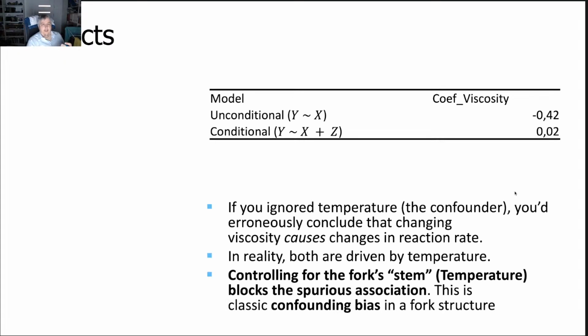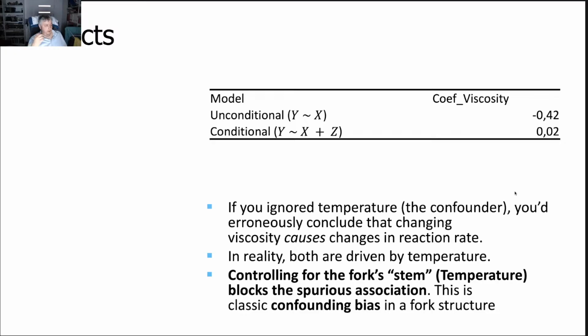So as we can see, things can significantly change. The coefficient for viscosity and its influence on reaction rate, if not introducing the confounder to the model, just based on creating the relationship between viscosity and the reaction rate, is strongly negative. If we ignore temperature, we can conclude that changing viscosity causes changes in reaction rate. And we could perhaps try to do some viscosity changes. This is the main risk of working on data only.